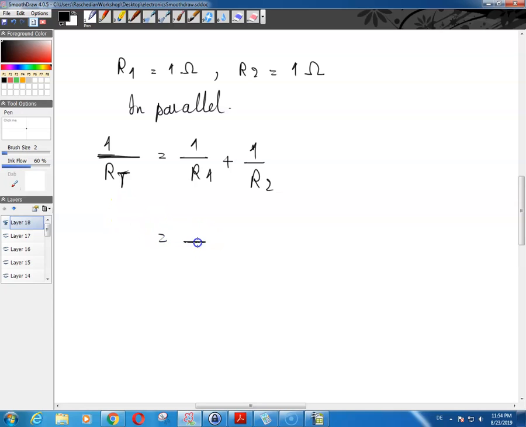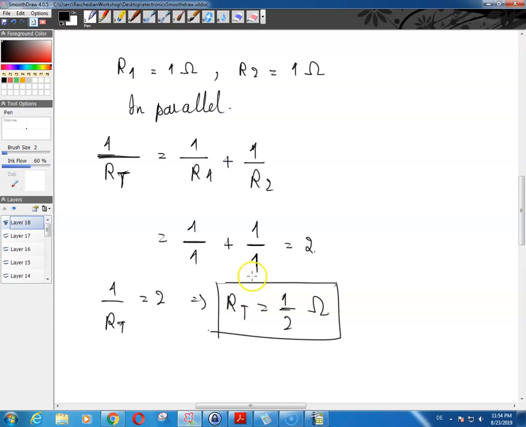So this is equal to 1 over 1 plus 1 over 1, which is the same thing as 1 and 1, so this is equal to 2. So 1 over R of t is equal to 2. That means that R of t is equal to 1 by 2, or 1/2 ohm. That is basically your equivalent resistance.